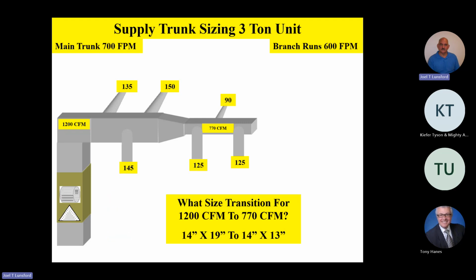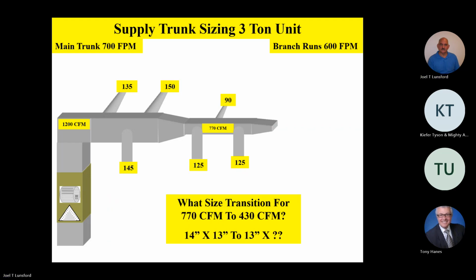So let's add those numbers up, 125 plus 125 plus 90. And then whatever that number is, subtract it from 770 to see how much air we have left to move down the rest of the trunk. So take 90 on your calculator plus 125 plus 125, and whatever that number is. 430. That sounds about right. Excellent.